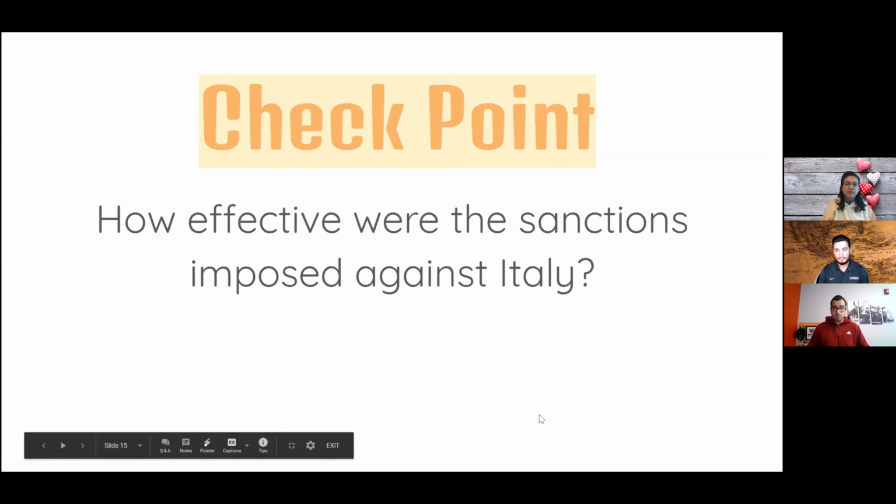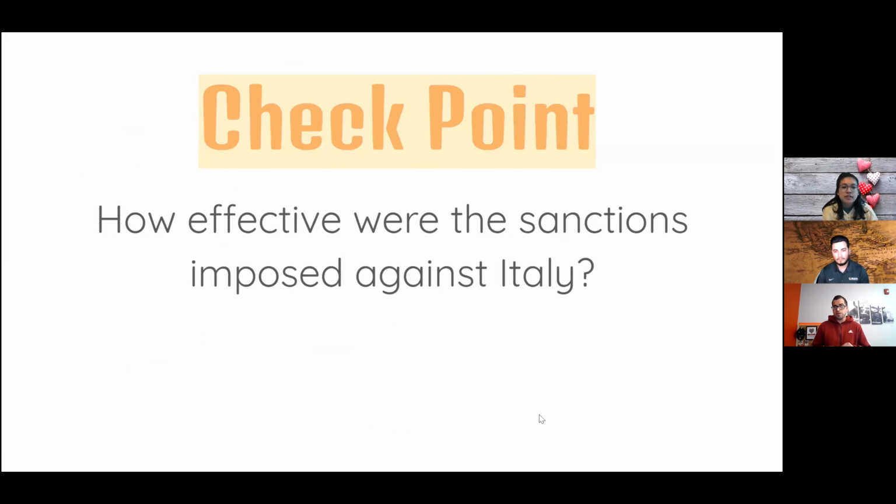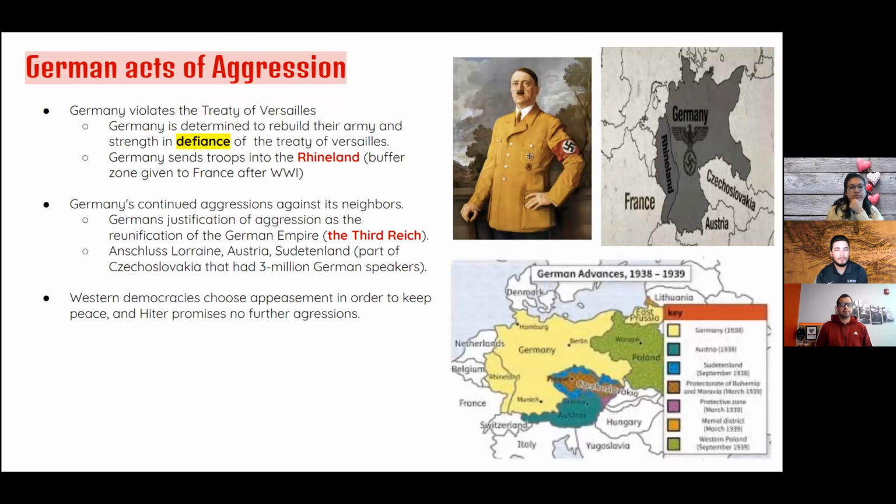All right, guys, as Mr. Martinez said earlier, the word sanctions, we want to think of limits, or as Ms. Garcia said, restrictions. So how effective were the sanctions imposed against Italy? Again, how effective were the sanctions imposed against Italy? Well done. Good job for responding to that. A lot of different reasons for those sanctions, but not exactly effective when stopping the expansions and the ambitions of these leaders.